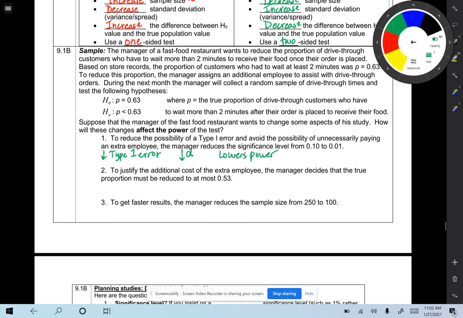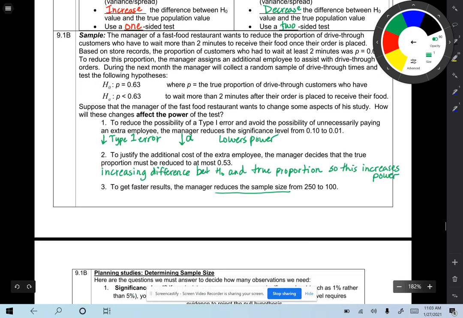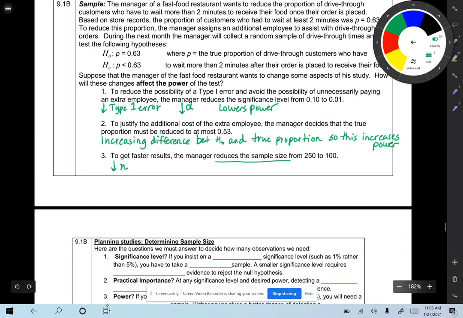Okay. To justify the additional cost of the extra employee, the manager decides that the true proportion must be reduced to at most 0.53 instead of 0.63. So that's a big difference. So you're increasing the difference between the null value and the true population value. So that increases power. And lastly, to get faster results, the manager reduces the sample size from 250 to 100. So reducing the sample size, so decreasing n, yields a lower power.